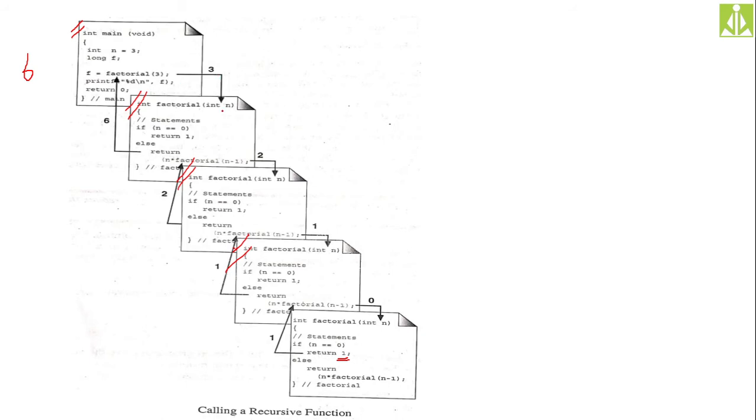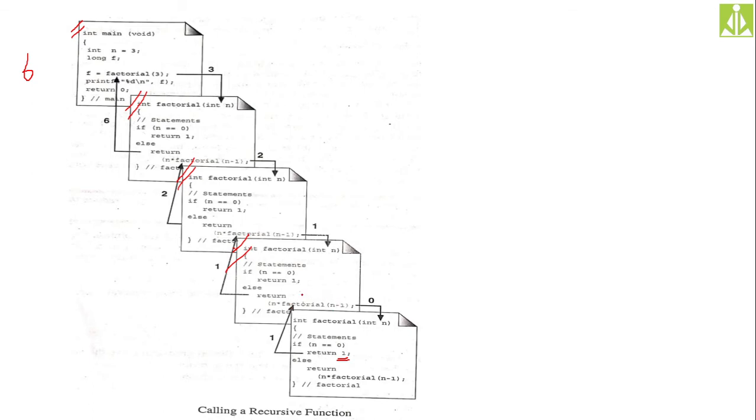So what are we passing? 3 we are passing to find out. In the first iteration of the recursive call, the value is becoming 2. In the second iteration of the recursive call, the value is becoming 1. In the third iteration of the recursive call, the value is becoming 0. And when the value is becoming 0, we are reaching the base case. So if the base case is reached, the value 1 will be returned.